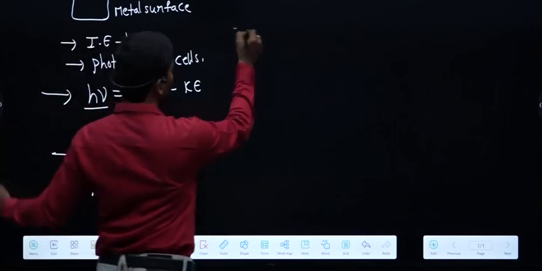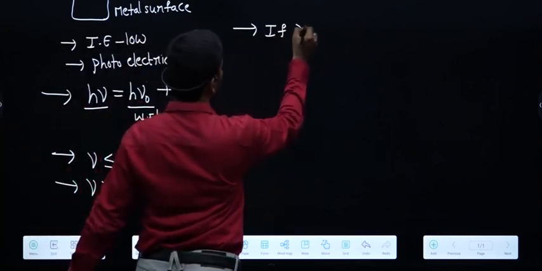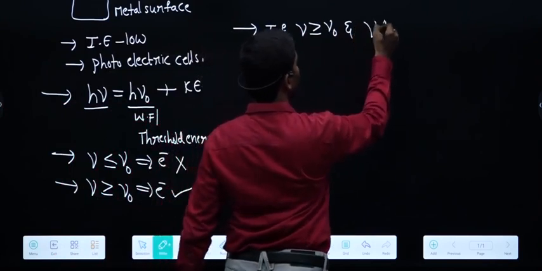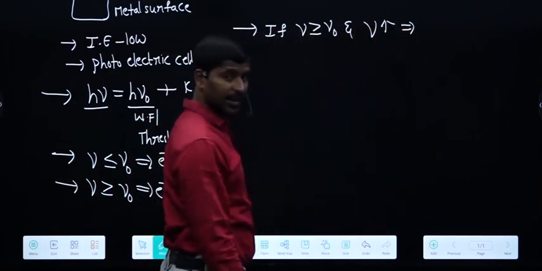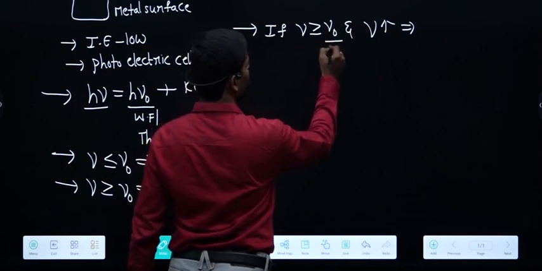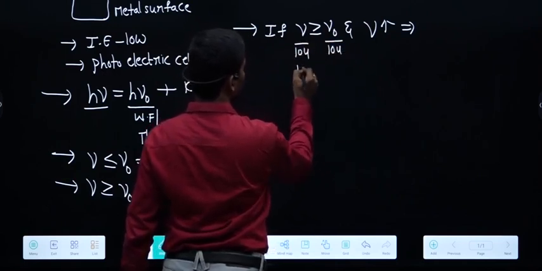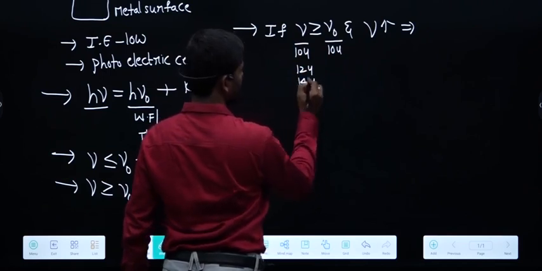Okay, for example, if nu is greater than or equal to nu naught and I am further increasing the frequency, for example, nu naught is 10 units and I am applying 10 units, 12 units, 14 units like this.